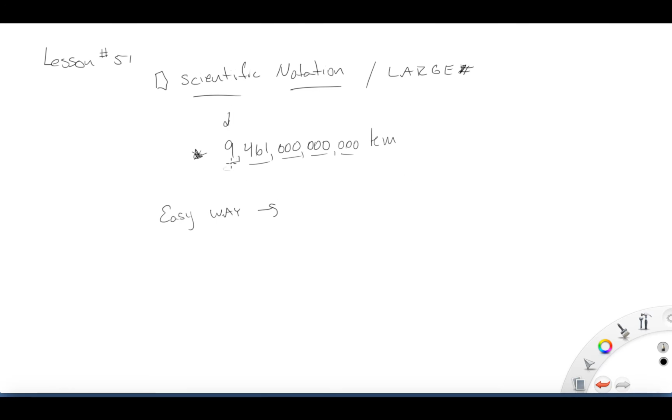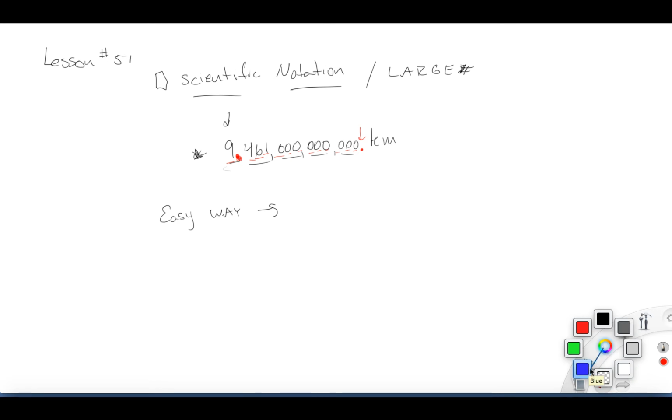How can we write 9 trillion 461 billion in a simpler way? Way simpler. Here's what I want you to consider. I'm going to do this in red. We are going to move the decimal point to right here, not arbitrarily, but because we want one digit and then the remaining. How many places did we move it? Well, the decimal place was right there, because it would be 0.0009. 1, 2, 3, 4, 5, 6, 7, 8, 9, 10, 11, 12, and there's the decimal point.